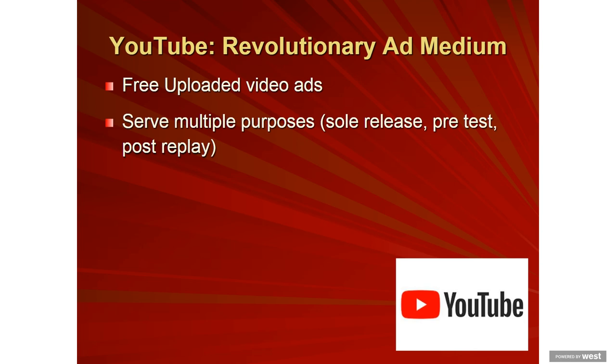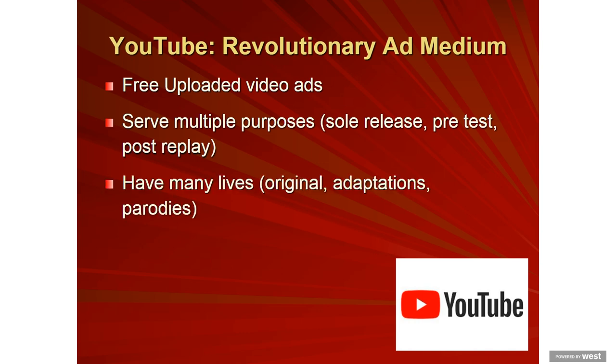These ads serve multiple purposes. They can be the sole release of the ad, or they can be a pretest of an ad that will subsequently go on TV, or it can be a post-replay of an ad that was already aired on TV. These ads have many lives. So you have the original ad, then the advertiser itself can upload adaptations, and consumers or viewers can upload parodies of the ad. Each of these extend the life of the ad and increase the viewership.